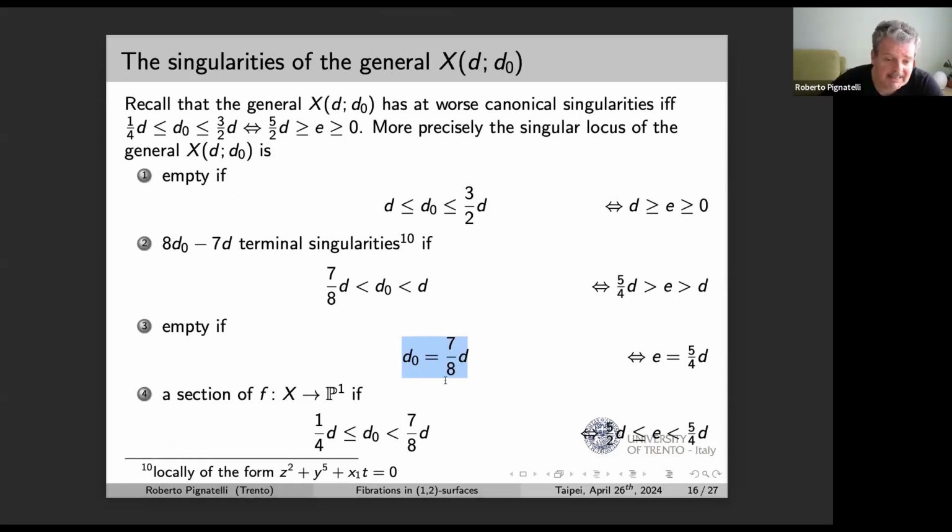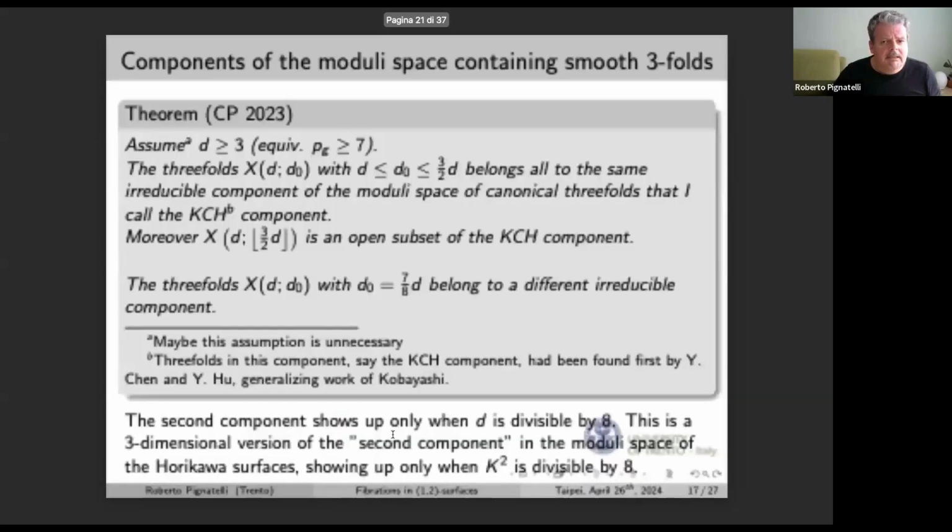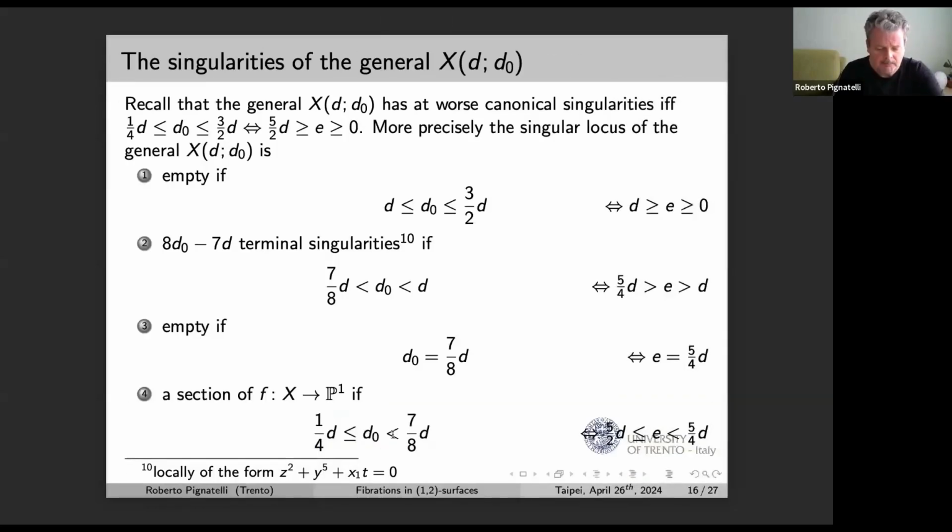When you cross this line again, and D0 becomes smaller than, say, 7/8 of D, then you get a curve of singularities. So you get a rational curve of singularities, which is a section of my fibration. And this is, I think, CA1. I mean, it's still canonical, however, so you still have all these cases existing. And now we can discuss, I think, the moduli.